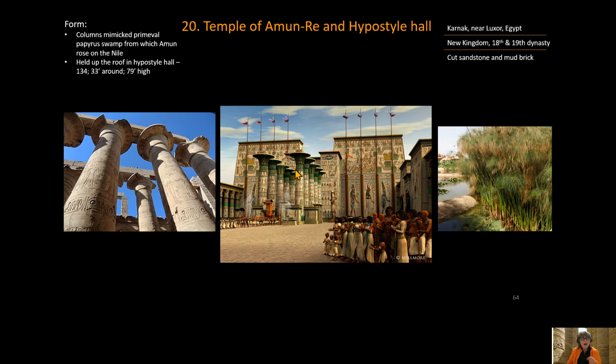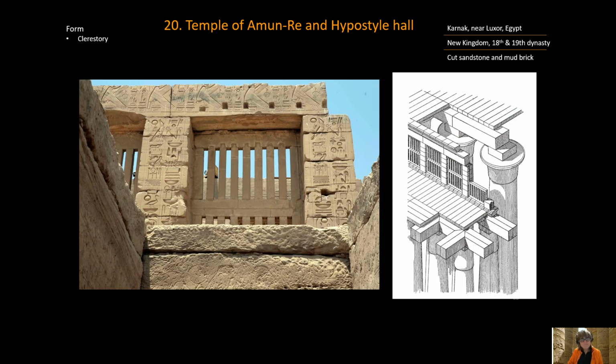The other idea to note about the columns is that they look like papyrus. This is a papyrus plant that grows along the Nile River. The whole idea of this temple is birth and rebirth. We saw that with the pylons, the sun being birthed and rebirthed every day, and then this swamp that papyrus comes from.